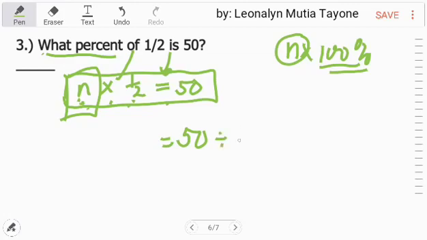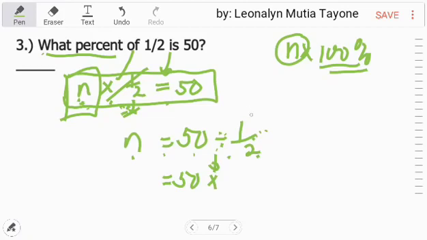So, 50 divided by 1/2. So, bali, wala na si 1/2 dyan, n na lang. Bakit divide? Na-explain ko na yung sa una na dapat mag-divide to both sides para ma-cancel out si 1/2 dito. Ngayon, n equals 50 divided by 1/2. Pag division of fraction, kasi fraction itong 1/2, this is 50, ang division maging multiplication at si 1/2, reciprocal niya ay 2 or 2 over 1, and that is 100. 50 times 2 equals 100. So, ang n equals to 100.